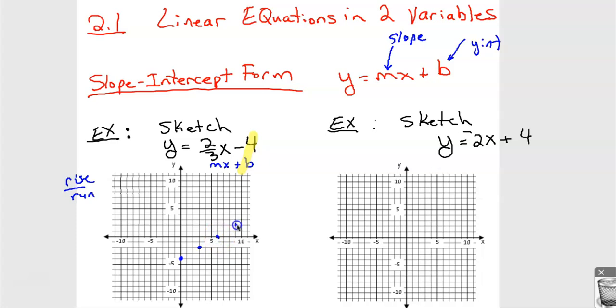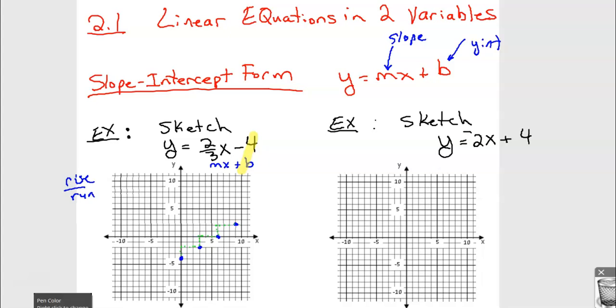Up 2, run 3. Notice I'm going up 2, over 3 to the right, up 2, over 3 to the right, up 2, over 3 to the right. The more points you put, the more accurate your line will be. So 3 points is better than 2, 4 points is better than 3. The more points you put, the more accurate it's going to be.